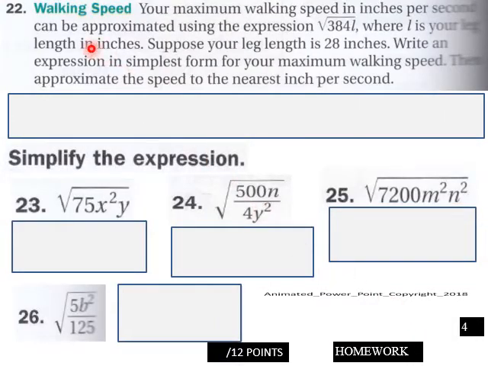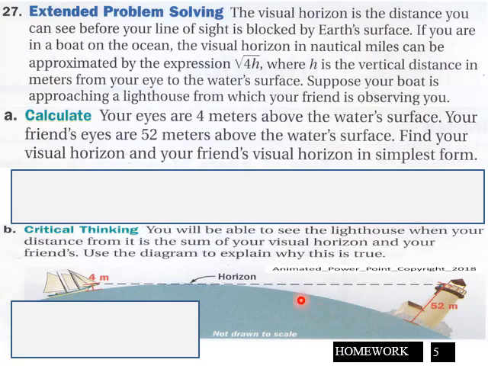Page 4, you've got a word problem up here, walking speed. Remember that? I think we did that in our classwork, so just remember your classwork. And then down here, simplify these expressions using the rules of radicals. 12 points here, page 4.